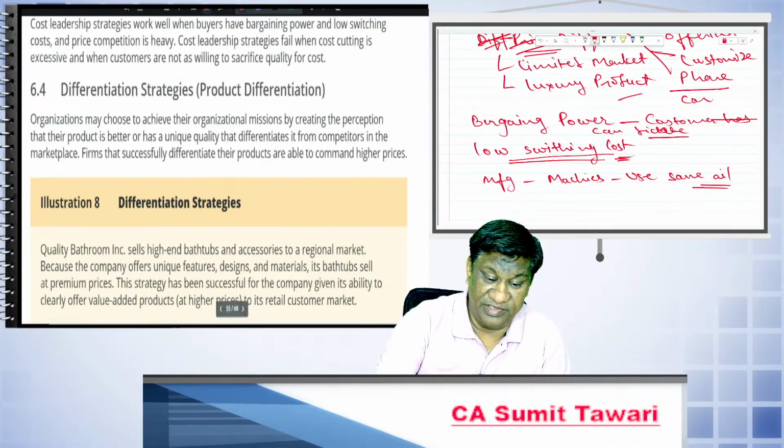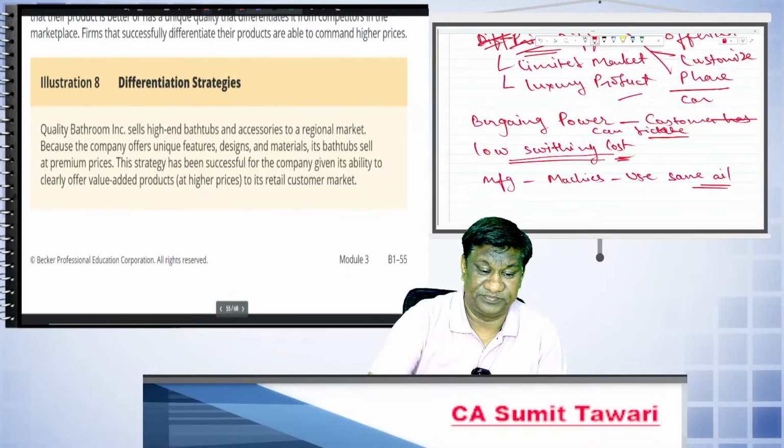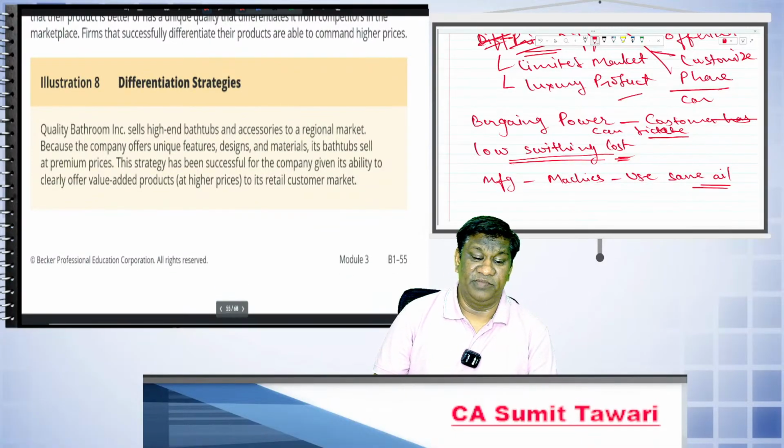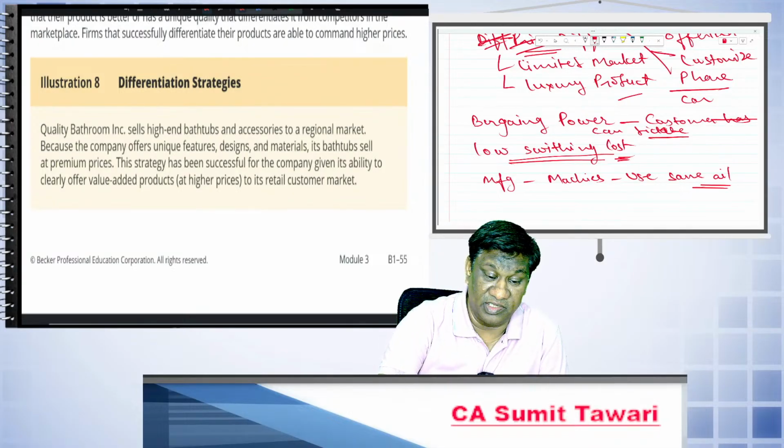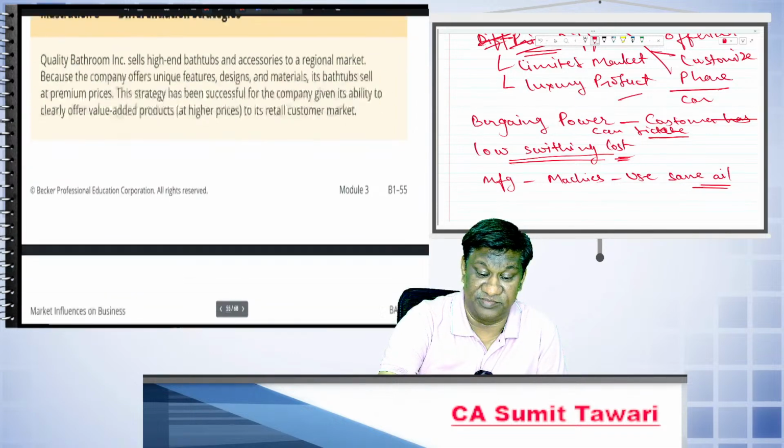Then differentiation strategies. Quality Bathrooming sells high-end bathtubs and accessories to a regional market. Because the company offers unique features, design and material, its bathtub sells at a premium. This strategy has been successful for the company, given its ability to clearly offer a differentiated, higher-valued product to its retail customer market.